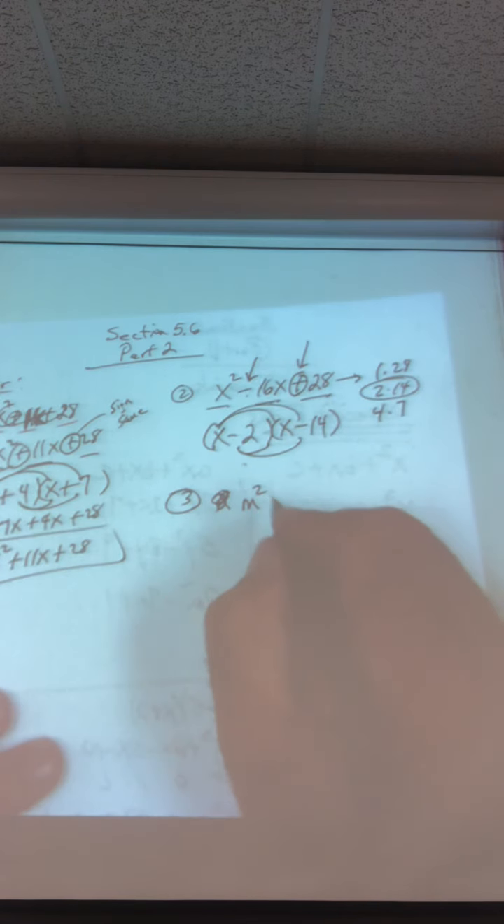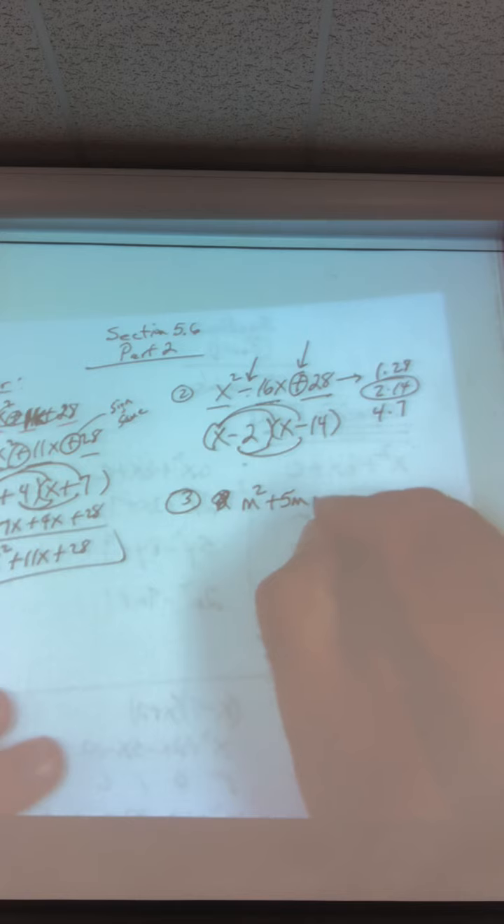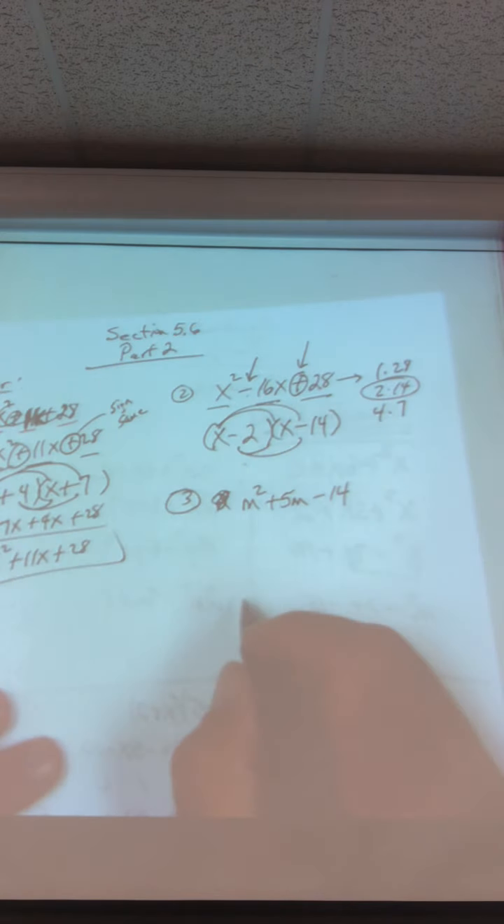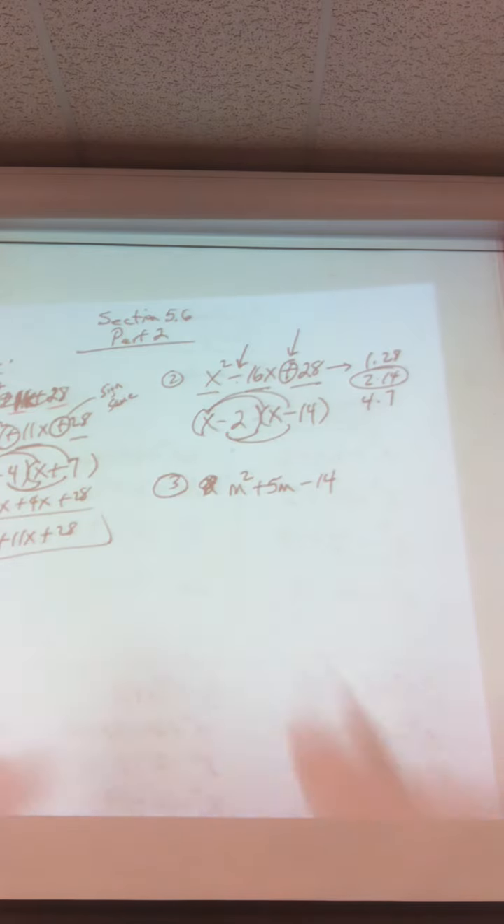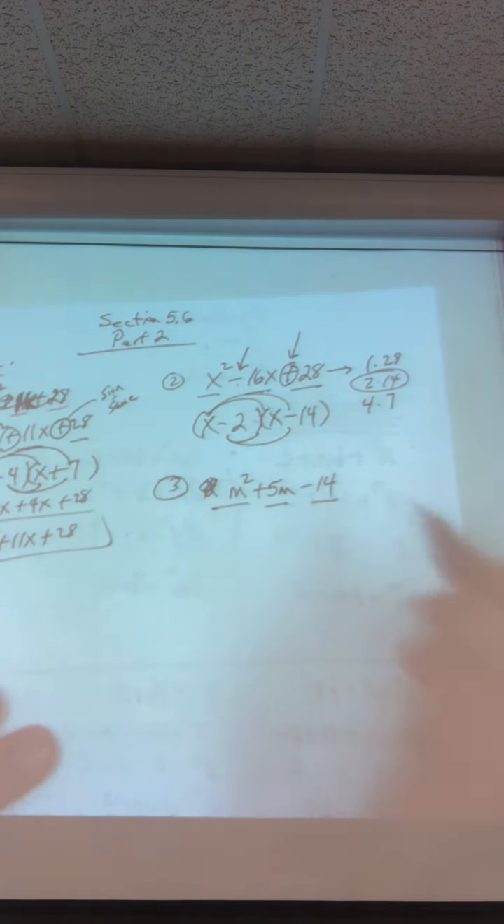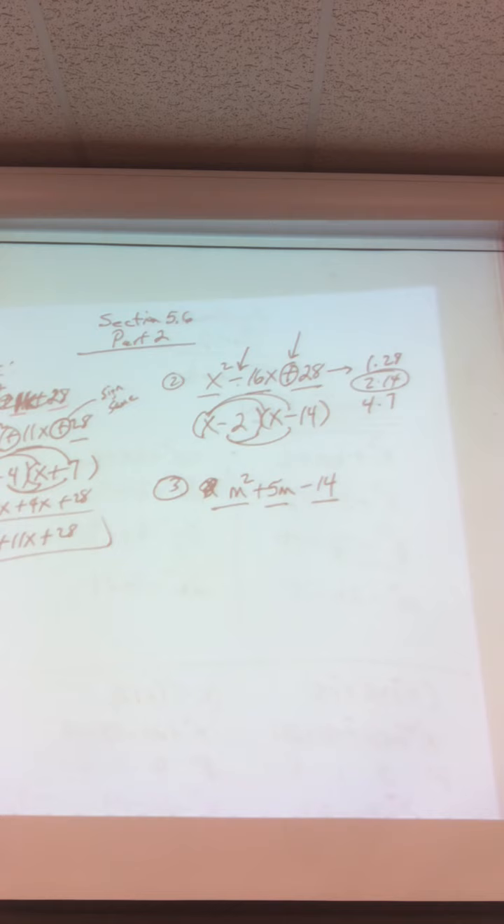M squared plus 5m minus 14. All right, first thing I look for is the GCF. This does not have a GCF. There's nothing that goes into all three of these. Grouping is not an option because this one has 3 terms. So this is a trinomial.